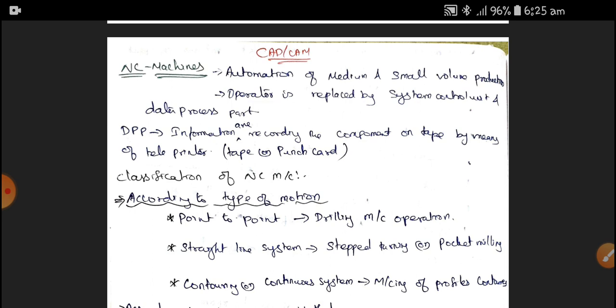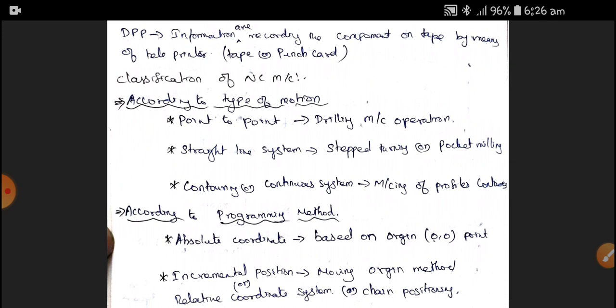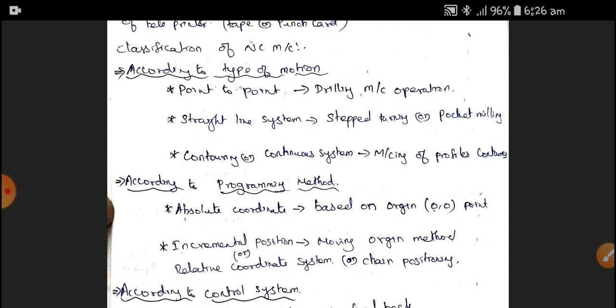Next is the classification of NC machines. First, according to type of motion: point to point motion. A better example for point to point motion is the drilling machine operation. The straight line system is used for step turning or pocket milling. Contouring or continuous system is for machining of profile contours. If a milling machine is machining profiles, it is called a contouring process.